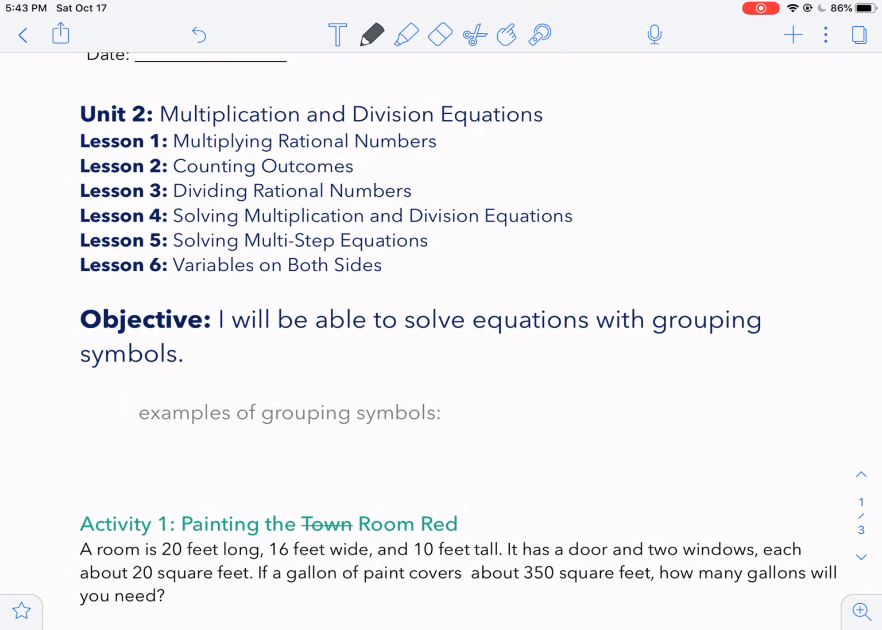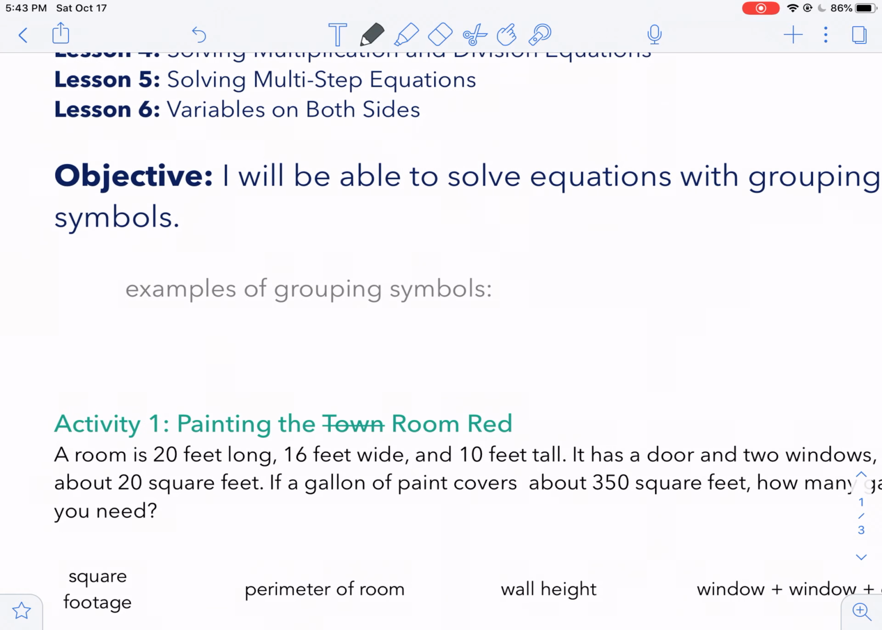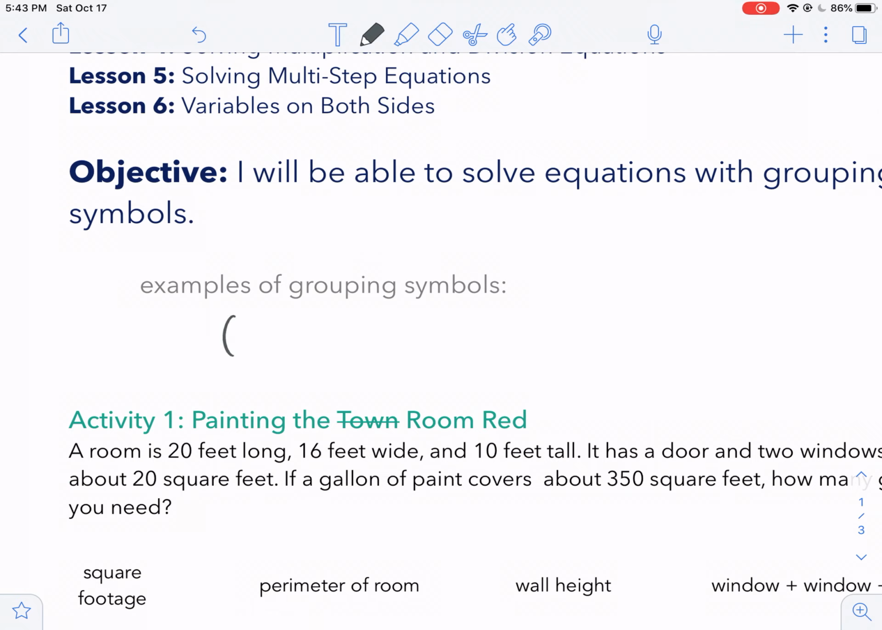Now, grouping symbols are things that look like this. You either have these guys, which we call parentheses. Fun fact, just one of them is called a parenthesis. So this is an open parenthesis, closed parenthesis, like thesis, but parenthesis. Okay, so you have parentheses.